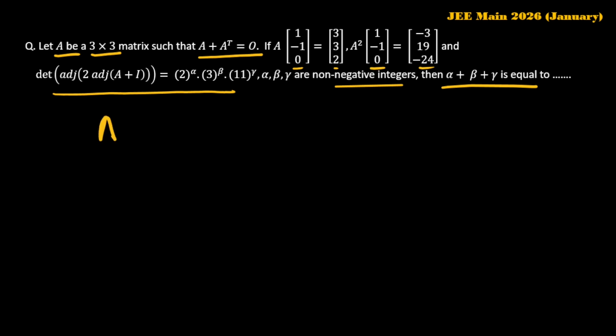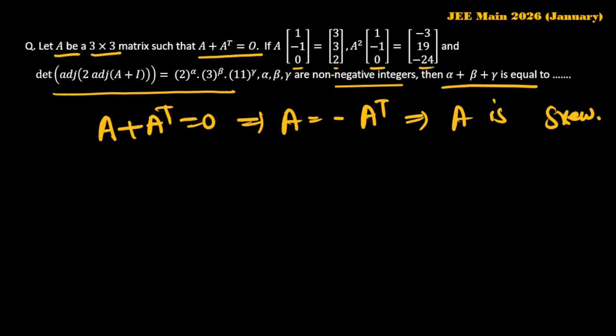So first, this condition A plus A transpose is equal to 0. That means A is equal to minus A transpose. This implies A is a skew symmetric matrix, and also these two conditions are given. So we want to find the matrix A. What is the actual matrix A?